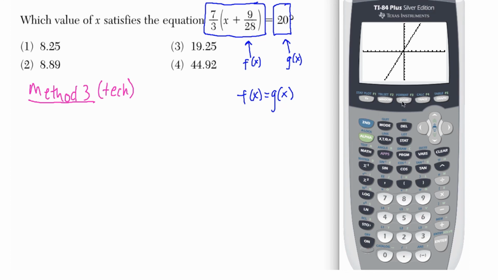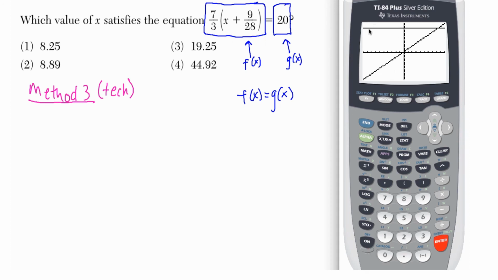So we're going to go to zoom, and we're going to go down to option 0, which is zoom fit. So hit the down button until we get to number 0. There we go, and hit enter. And this will zoom out a little bit and put the graphs so you can see them together. Okay, there we go. So there's the left side of our equation, this function essentially.